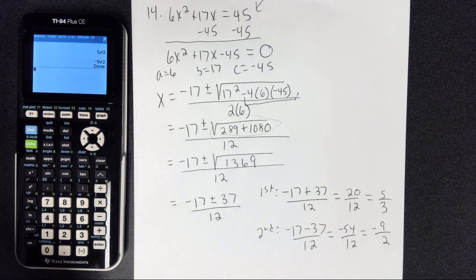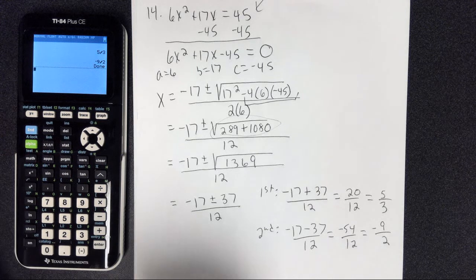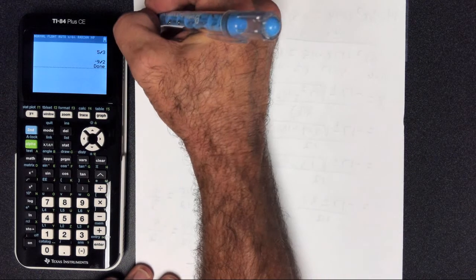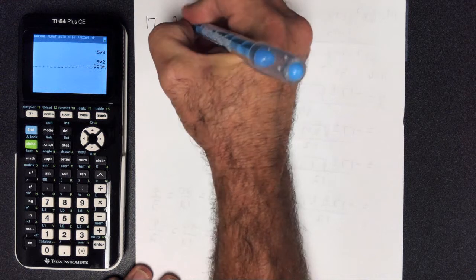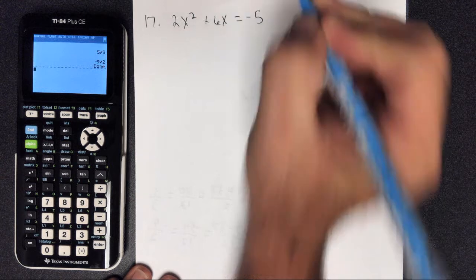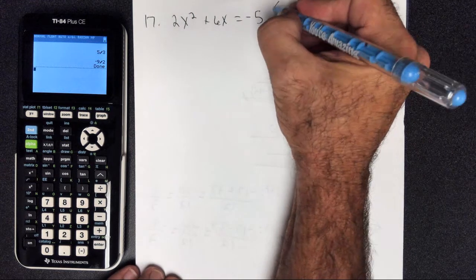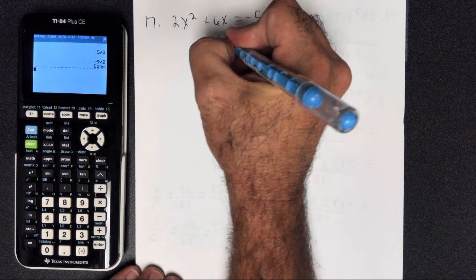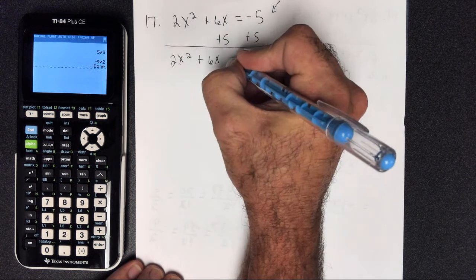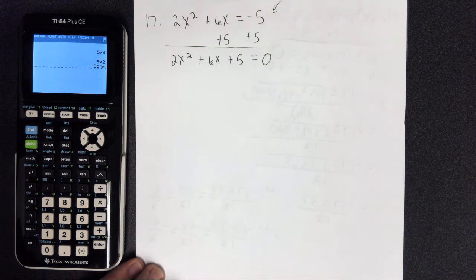Alright, y'all, so I'm pretty much out of time on this one, so I wanted to do one more that said put your answers in A plus BI form, which is imaginary numbers. So this one is like number 17. 2x squared plus 6x equals negative 5. So where the negative 5 is needs to be a 0. So I'm going to add 5 to both sides. So I get 2x squared plus 6x plus 5 all equal to 0.